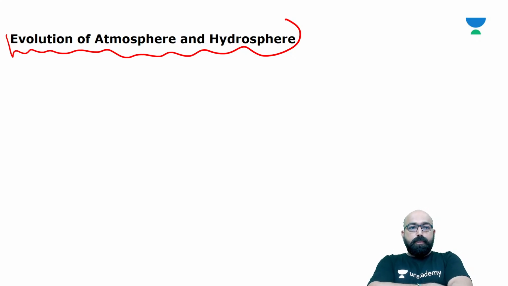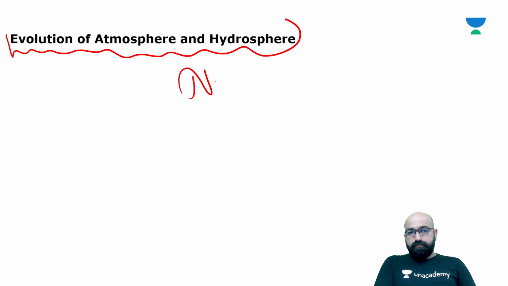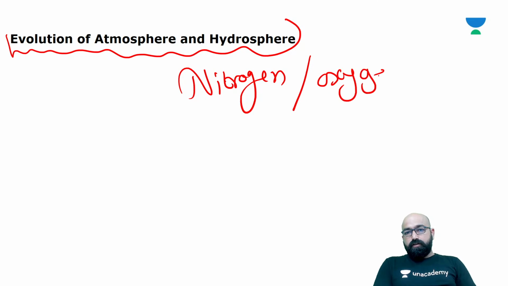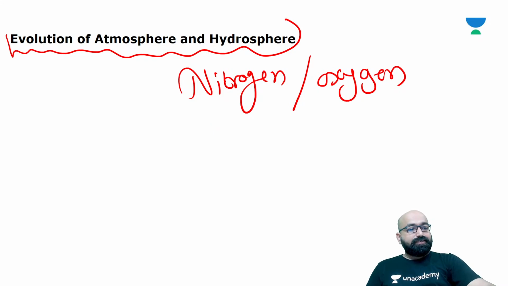So friends, the present composition of Earth's atmosphere is chiefly contributed by nitrogen and oxygen. Now, in this NCERT itself, we will cover the composition and structure of the Earth's atmosphere.